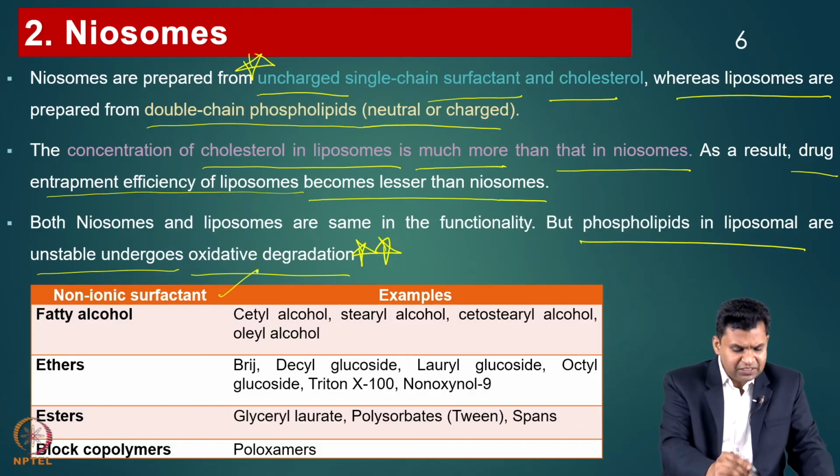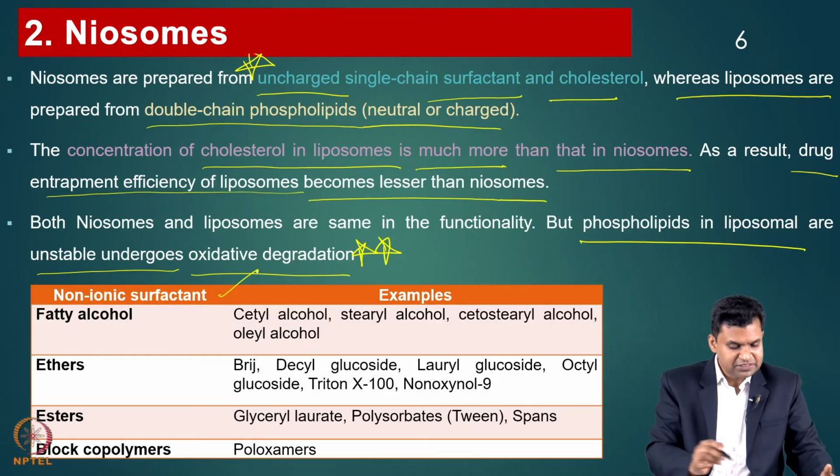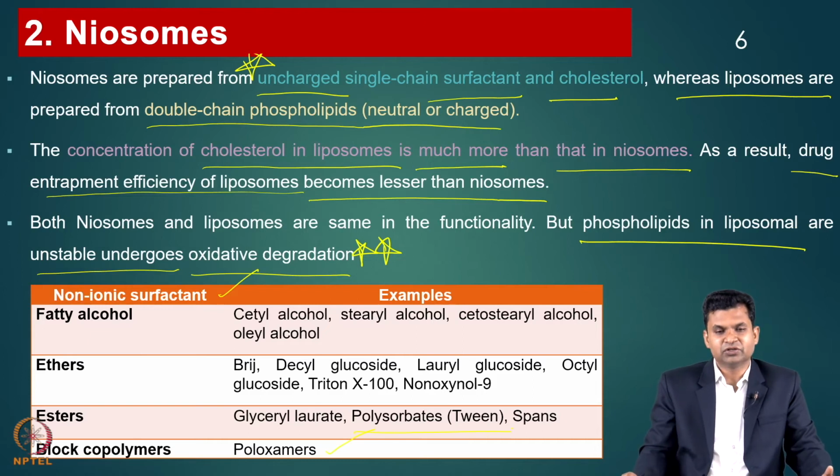Now here you can see the various examples. Here you can see the fatty alcohols, ethers, esters, block copolymers. These are the well known non-ionic surfactants, and we know the polysorbates, Tweens and Spans. Poloxamer is nothing but Pluronic F68, which is a triblock copolymer. We can also use it as a non-ionic surfactant. The rest of the surfactants, we can also use as components in the niosomal preparations.